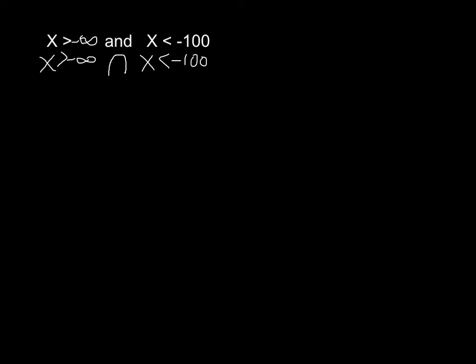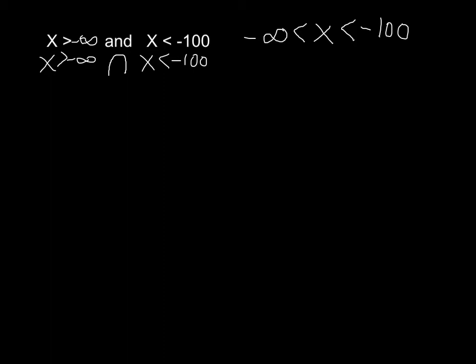So we've done one notation. Now how would we combine these? The smallest number we have is negative infinity. We know x is greater than that, so we have the left side. Now what about the right side? X is less than negative 100. So if we can just put that in there, we have our compound inequality.